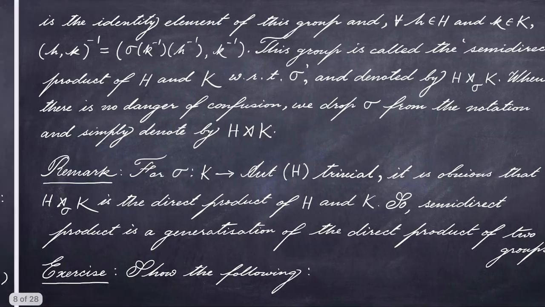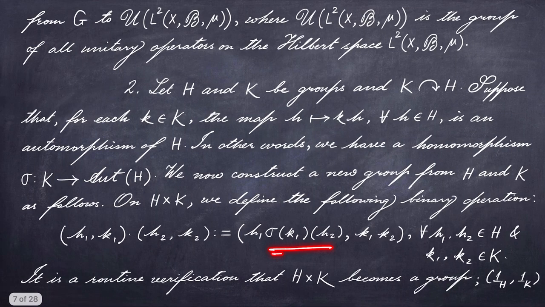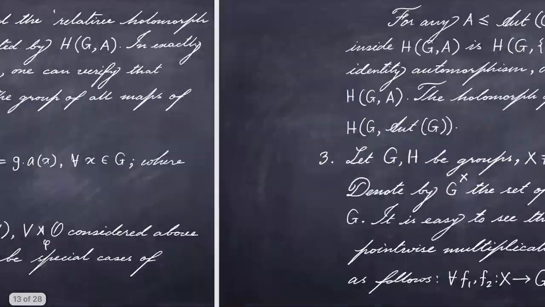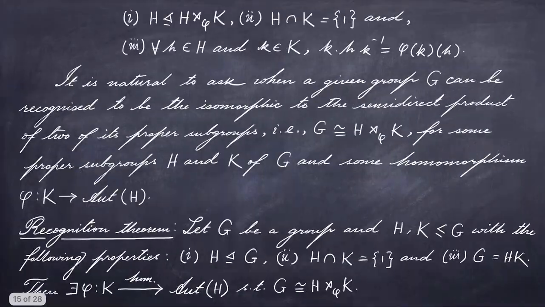So let me again repeat the point that I want to make. In the definition of semi-direct product, you see this kind of objects coming, because that's how the semi-direct product is defined. In the beginning, an object of this type was very suspicious, but once I make the necessary identification, now this object turns out to be just the conjugation of H by K inside the semi-direct product.